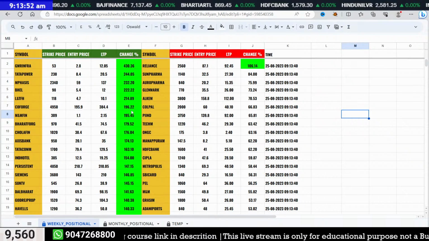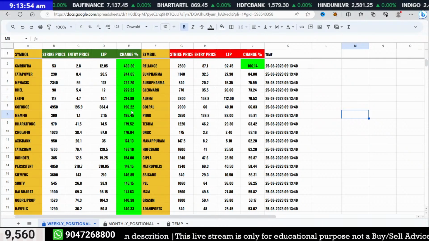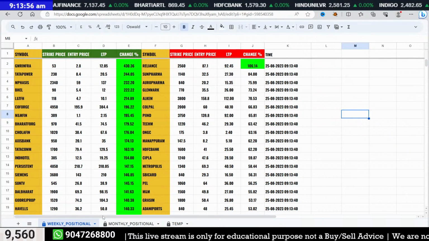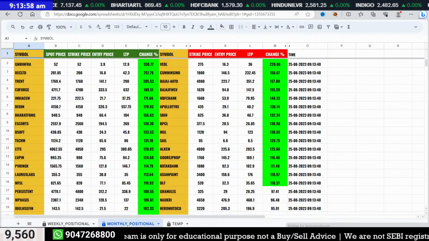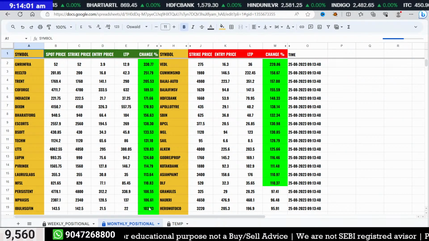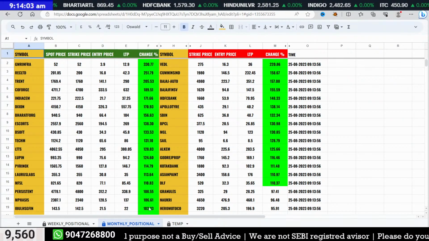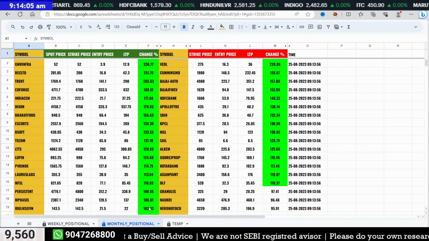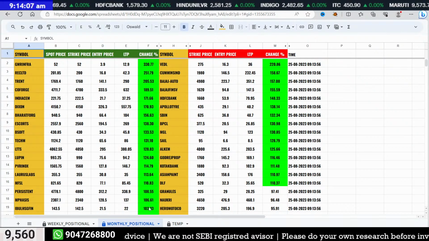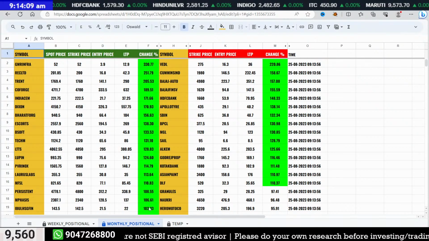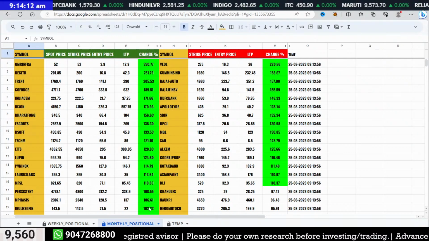Some other stocks which we found on Monday worked better, and there were a lot of opportunities. Monthly also, we are reaching almost around 10 stocks positional on the call side and maybe around 13 stocks on the put side. So overall almost 20 to 23 stocks triggered our entry, and that gave you the target too.